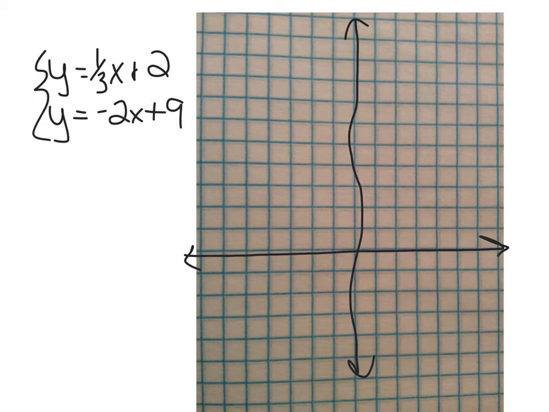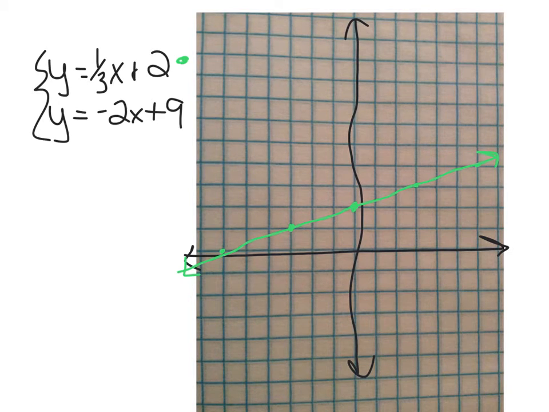Alright, and we're going to pretend that I can draw straight lines. So my first equation is 1/3 x plus 2. So I'm going to start at 2 on my y-axis. My slope is 1/3, so I'm going to go up 1 and right 3, up 1, right 3, down 1, left 3 to go to the left. And if I draw a line through that, that is my first line.